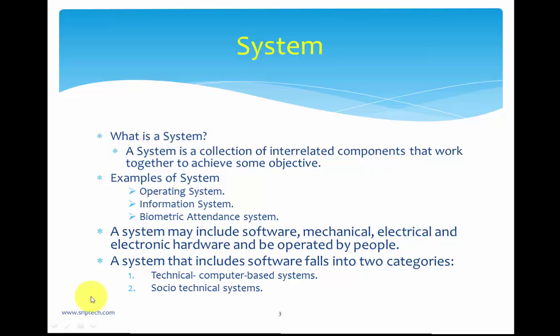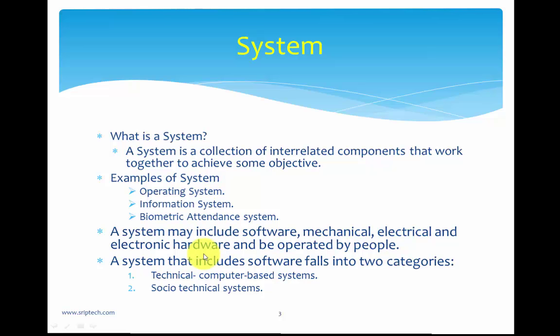One thing you should note here is that all the systems have certain things in common. The systems I have mentioned earlier have software in common, and they have hardware in common. But a system is not just a combination of hardware and software. It could also have other engineering principles which come as an integrated part of it. So we can see that a system may include software, mechanical, electrical, electronic hardware, and be operated by people.